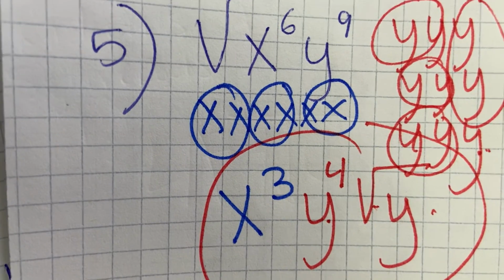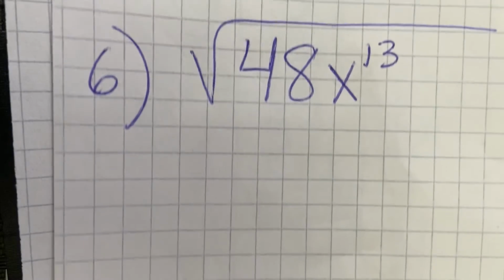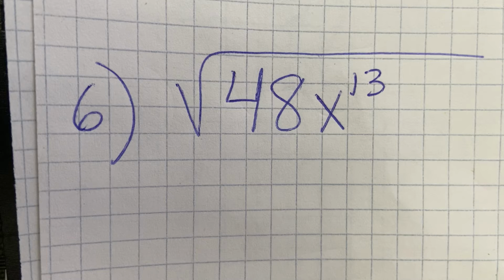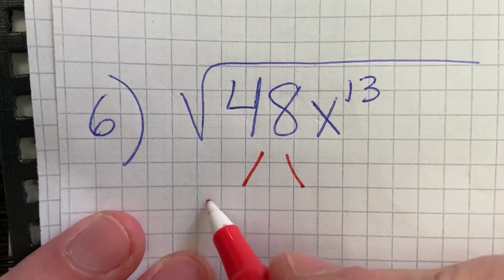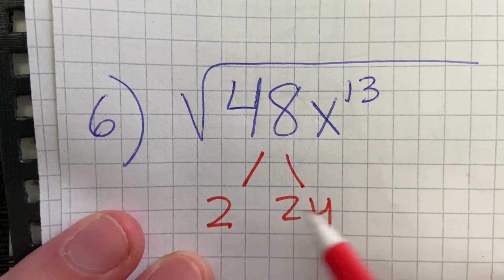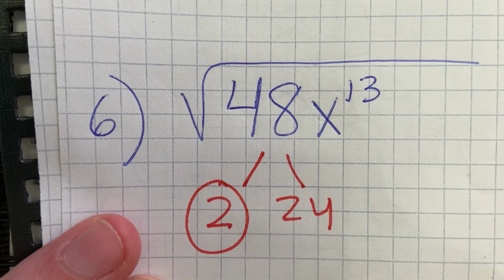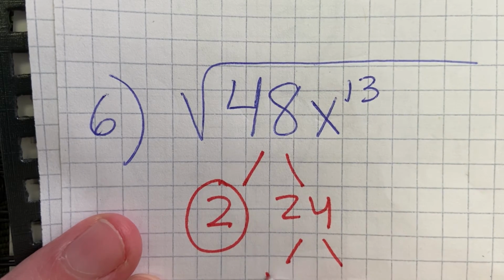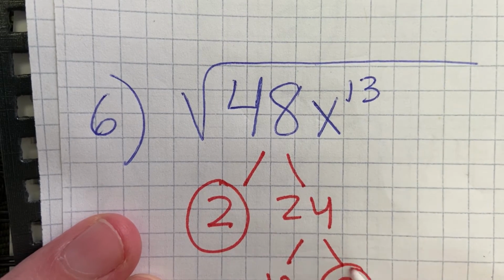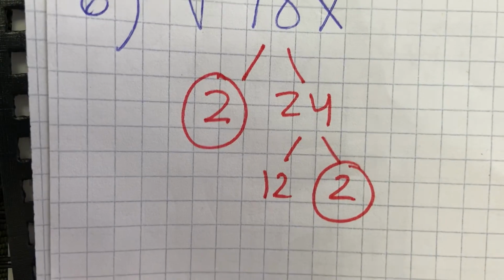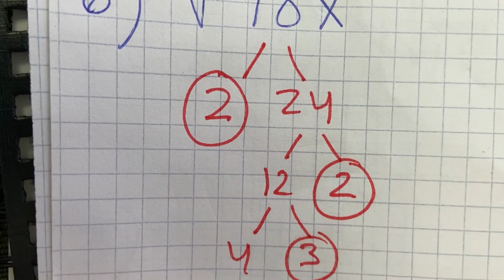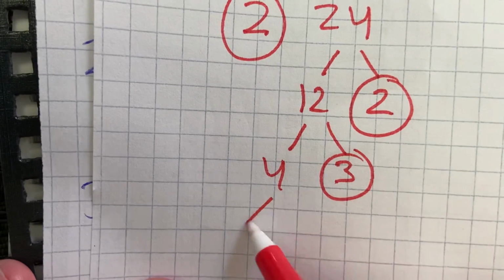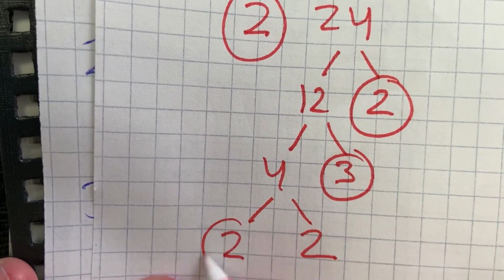All right, let's put it together. This is the hardest one. 48, x to the 13th. All right, let's do the 48 first. 48, one way is 2 times 24. I'm going to circle the 2. The next one, 12 times 2. Again, circle the 2. It's prime. Then 4 and 3. Circle the 3. It's prime. Lastly, 2 times 2.